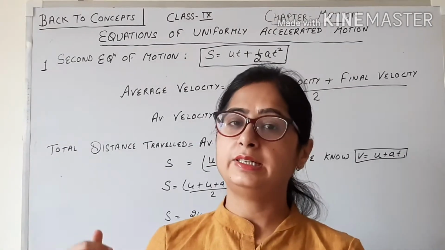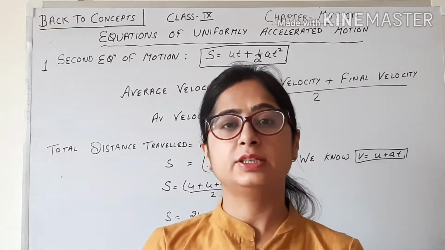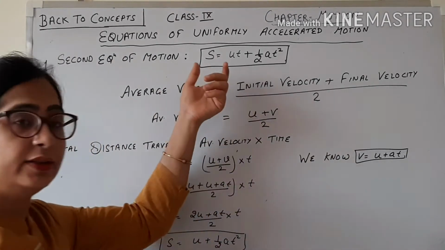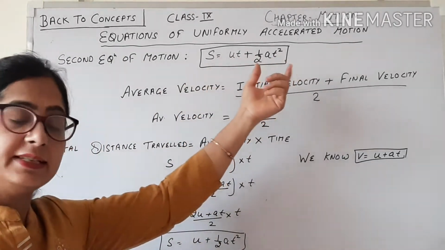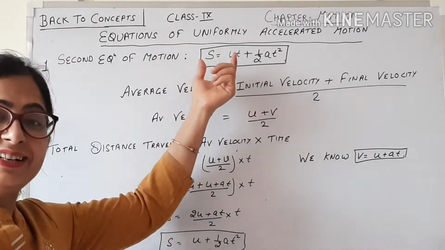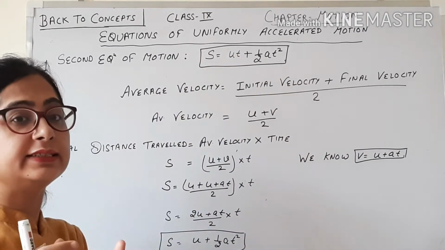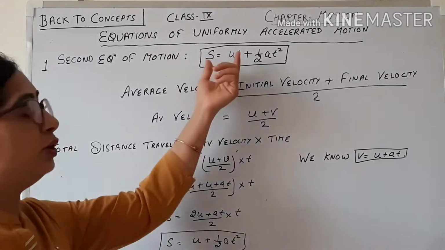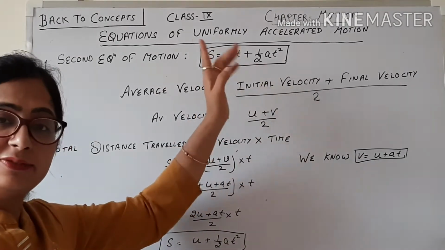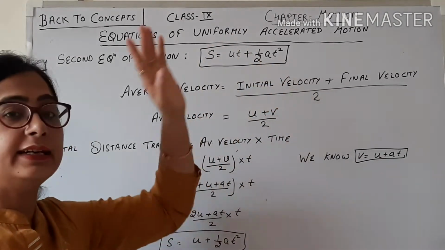Now it's the second equation of motion, that is s is equal to ut plus half at square. Here s is the total distance travelled in a given direction, or we can say that it is a displacement. u is the initial velocity, t is the time taken, and a is the acceleration.